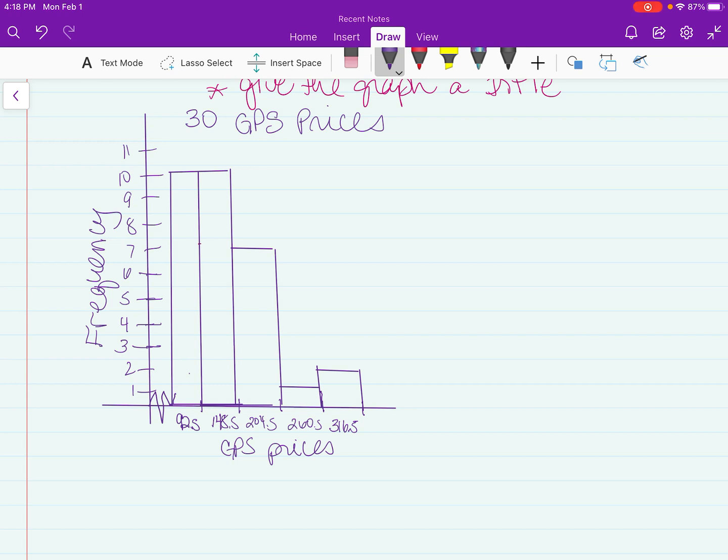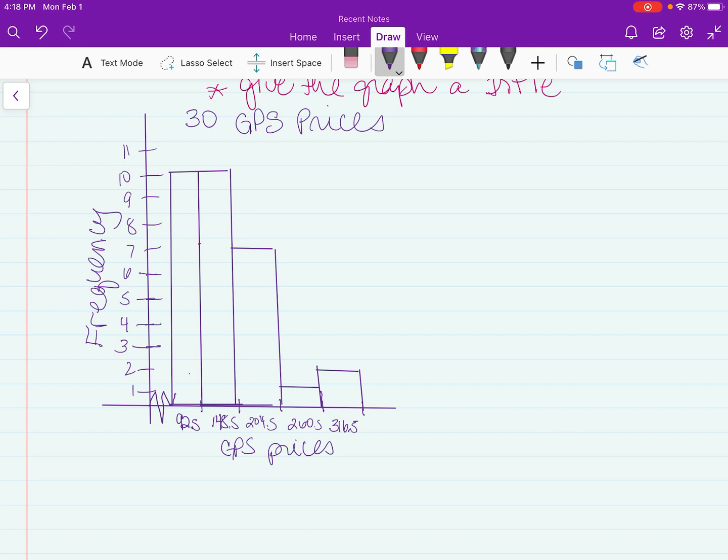The only thing that would change if this was relative frequency instead of frequency is my left-hand side, my vertical axis, would be in decimals instead of in actual frequency numbers. So that's the only thing that would change.